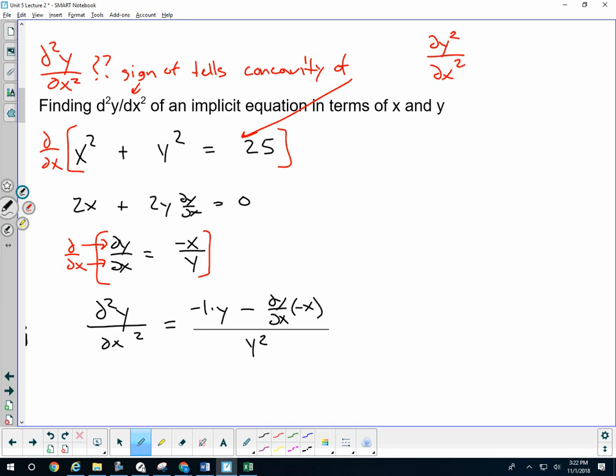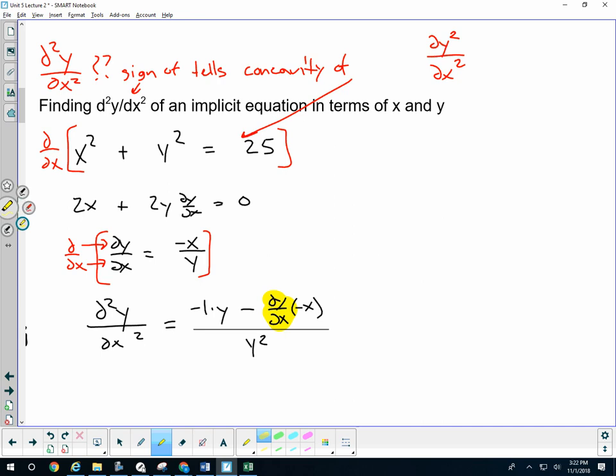This is correct. However, I want to be able to use this to analyze the concavity of my original graph. What would be a problem that you see in the state of this second derivative that's preventing us from being able to plug in just simple x's and y's? Yeah, we got a dy/dx on that right side. Okay, this guy I want to get rid of. That way I can work with this second derivative.